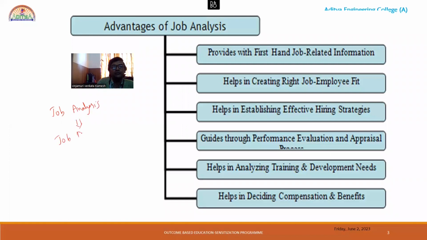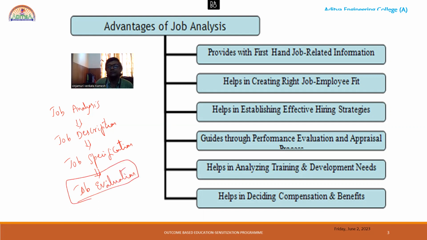job description, next job specification, and next job evaluation. Now we are discussing the job evaluation, right? Actually, the job evaluation's main inputs are from job analysis. It is not an indirect way, it is a direct way itself.